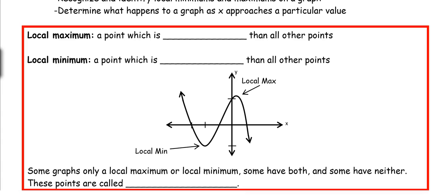So a local maximum is a point that is higher than all your other points. So right here is a local maximum. So a local maximum, think about it looking like a hill or a mountain.